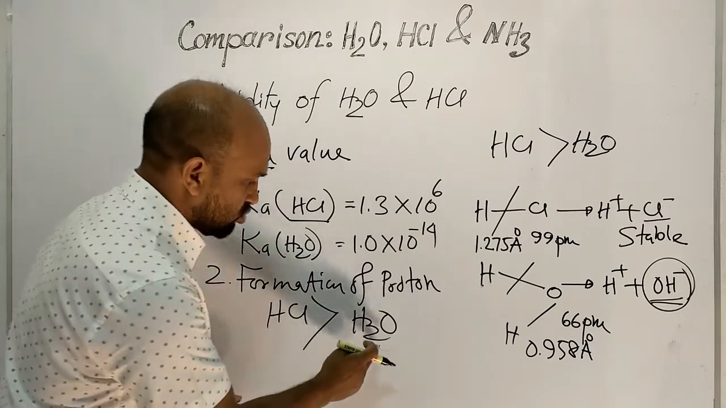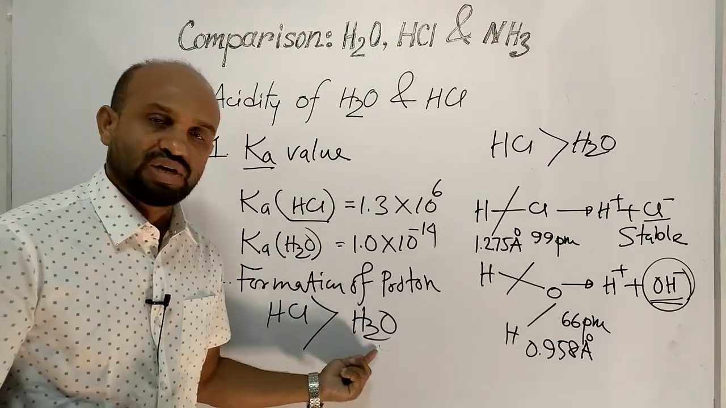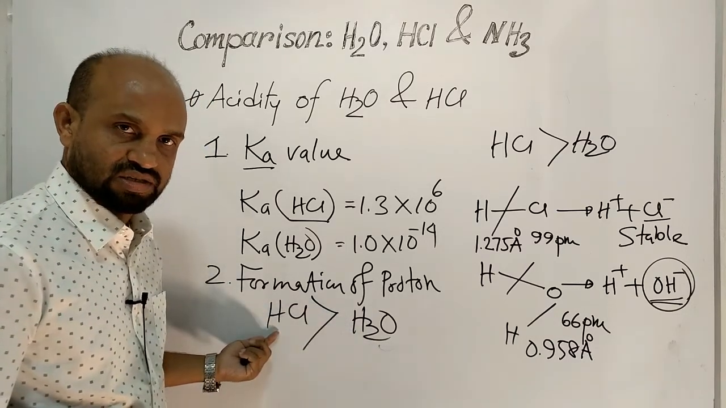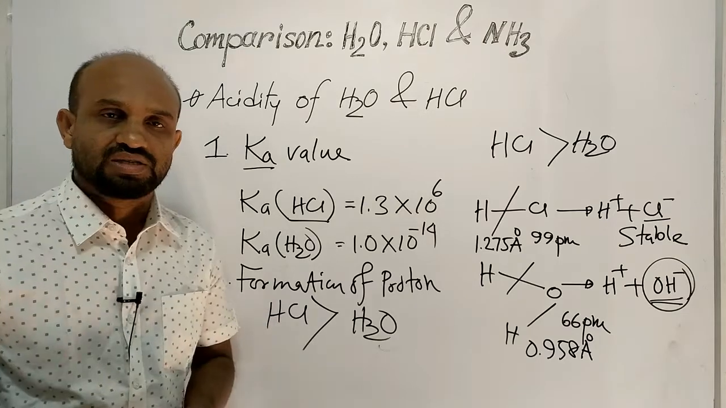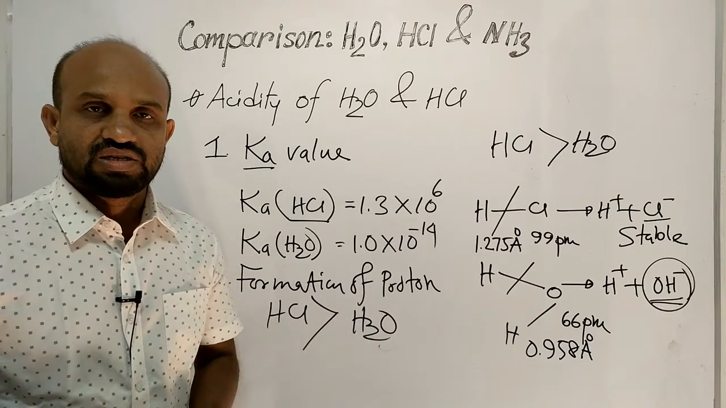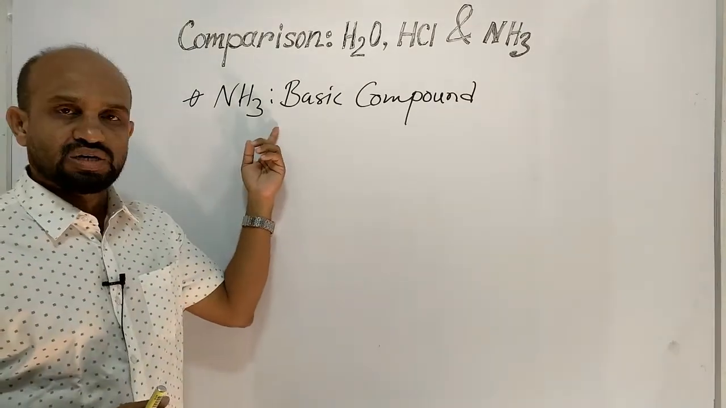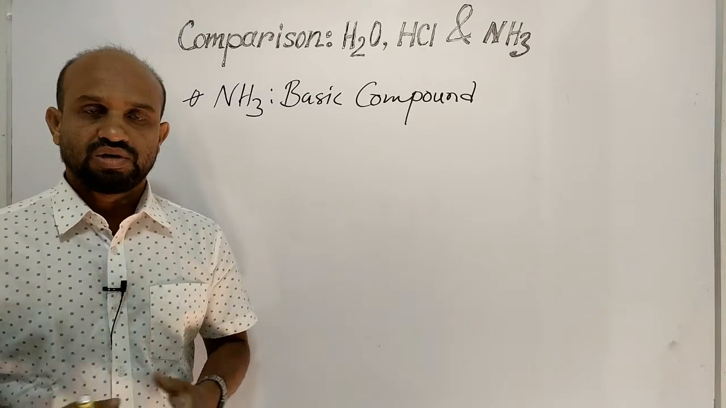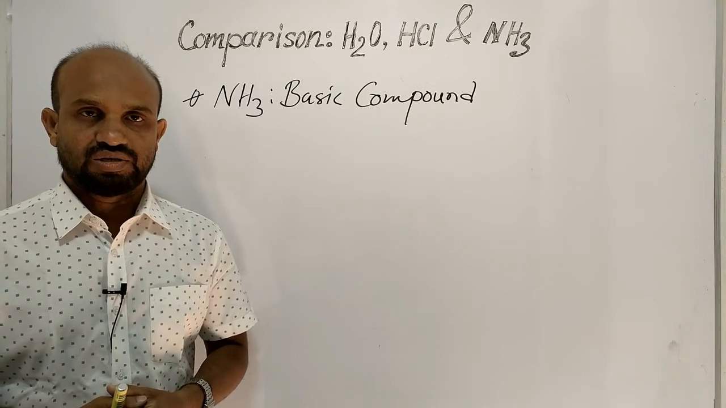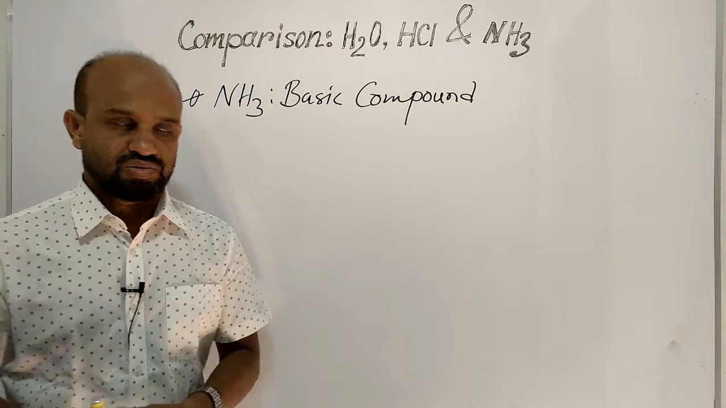So when water is added to HCl, it will act as base and HCl will act as acid, because hydrochloric acid is a stronger acid than water. This is the point here. Now the point is, ammonia is a kind of basic compound according to the Bronsted-Lowry acid-base concept. Let's see how ammonia is a kind of basic compound.